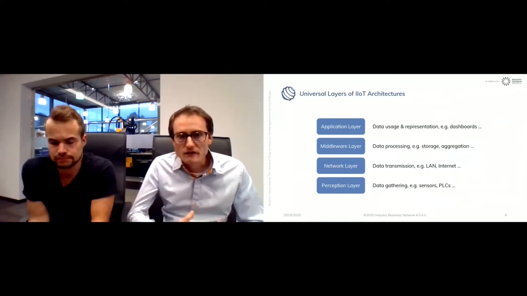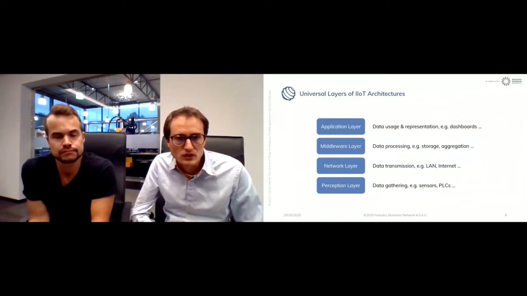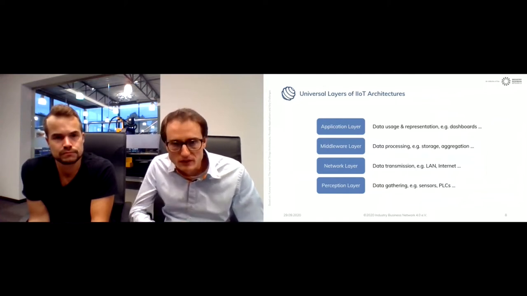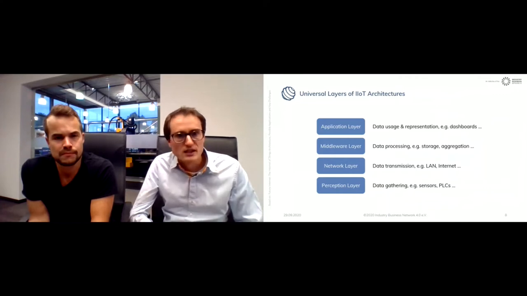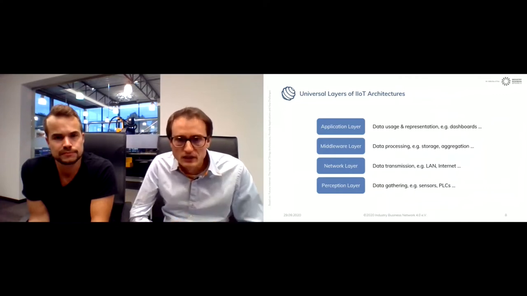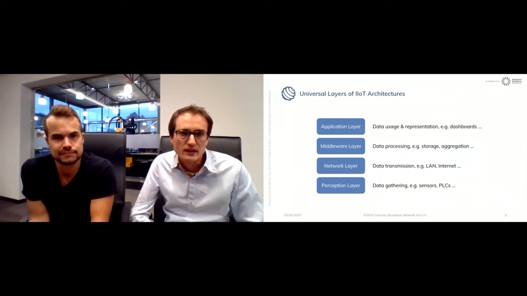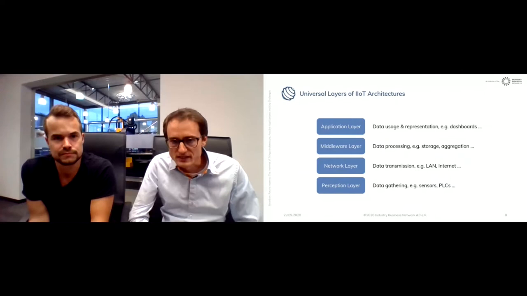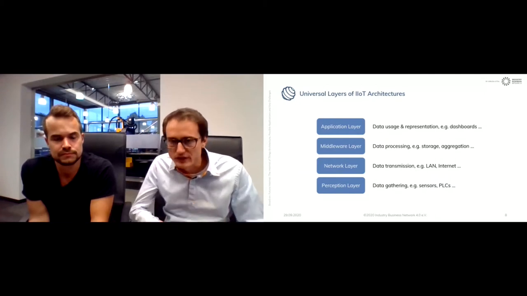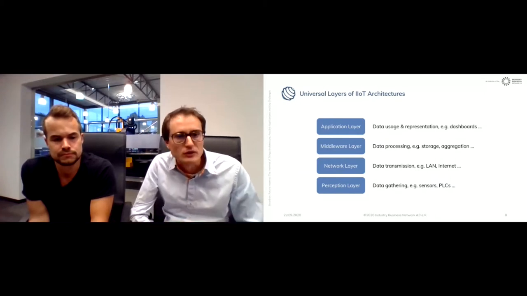Then if you have the data that you need for your solution, on the network layer you of course have to bring these data from the different machines, from the different gateways together, either locally on the edge or in the cloud platform. And then on the third layer, the middleware layer, you have to process the data, you have to store it, you have to aggregate it, you have to have APIs, for example.